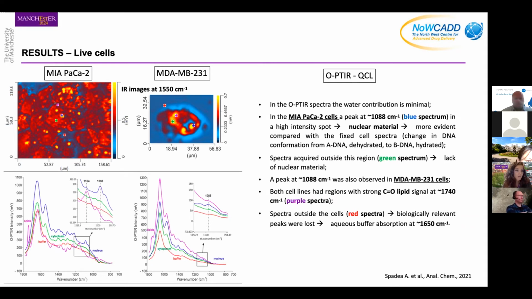Also, I took another spectrum, the purple one, where it was possible to appreciate a big peak in the lipid region, which is interesting because this spectrum comes from the edge of a cell, I think, which is of course a region that we expect to be rich in phospholipids because it's probably where the plasma membrane is.